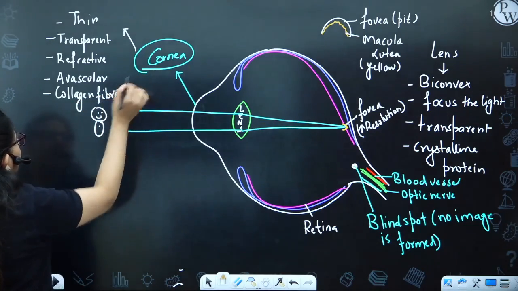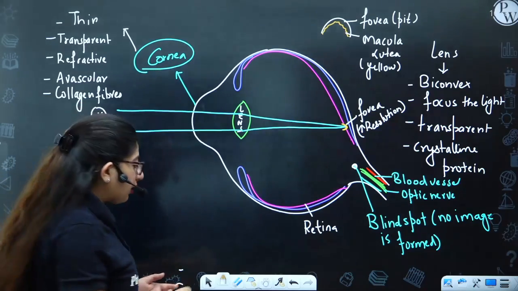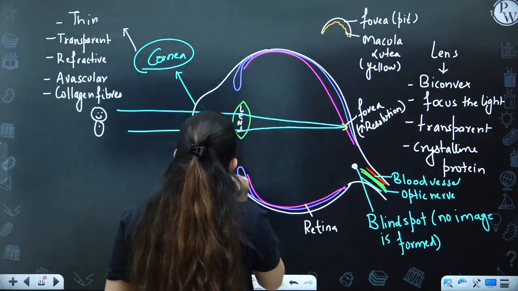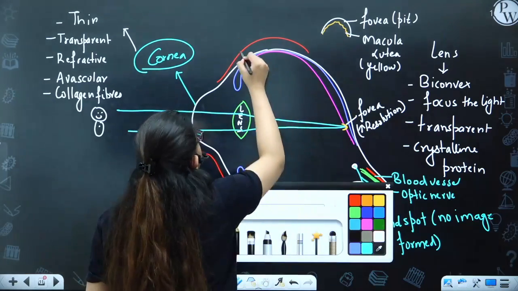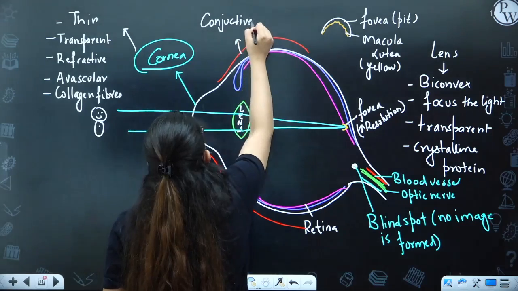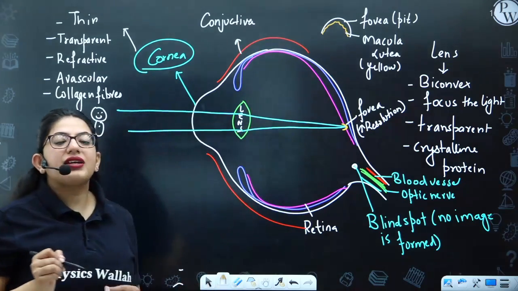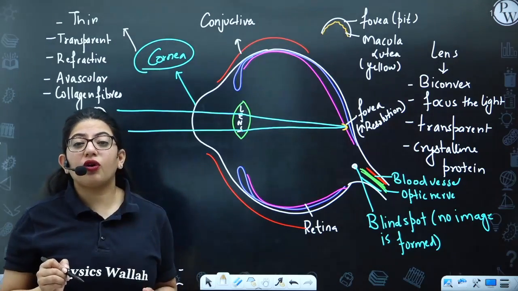Alright, do not forget about the cornea. Apart from the cornea, your eye is also covered by another very protective layer known as the conjunctiva. This layer is vascular. Whenever you get eye flu, usually your conjunctiva gets inflamed, and we call this disease conjunctivitis. What do you call it?